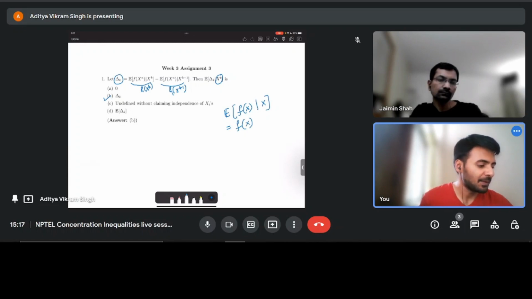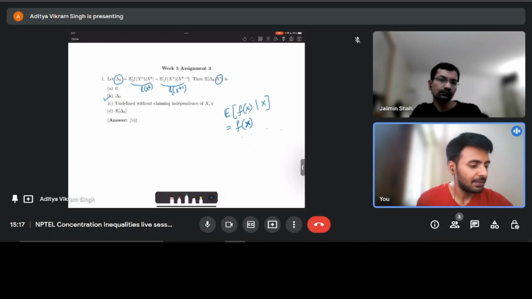So basically what we are doing is averaging with conditional probability where x equals x. And now what we are asking is, what is the probability that x equals x given x equals x? That probability would be just 1. So this expectation is the same as f of x. Okay.